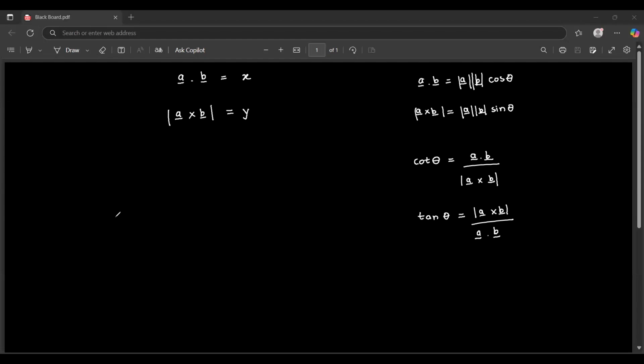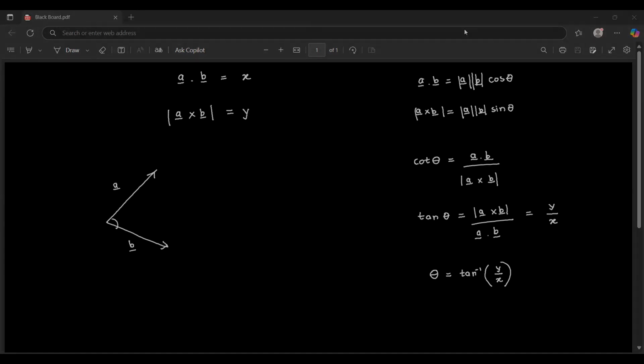They're asking the angle between these two vectors. Let's say this is A and this is B. They're saying A dot B is equal to X and the magnitude of A cross B is equal to Y. So this can be written down as Y over X, and theta can be given as tan inverse Y over X. So this is the question I wanted to focus on. Let's finish the video here. In the next video, we will look at the area of parallelogram and the area of triangle by using vector product.